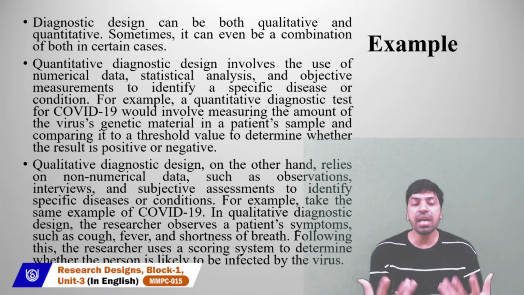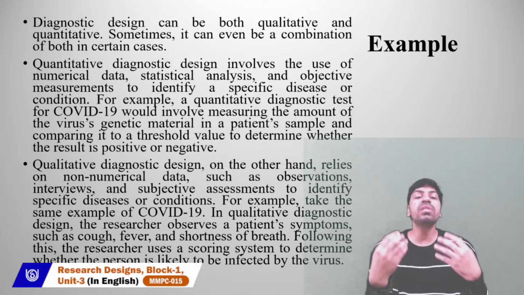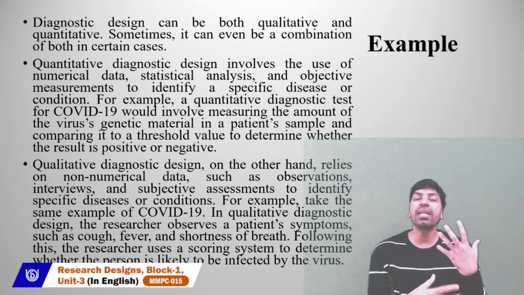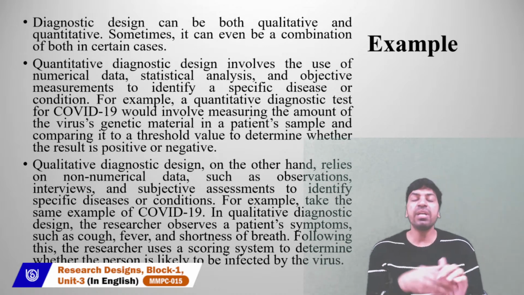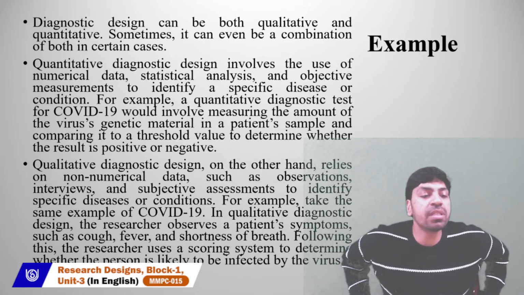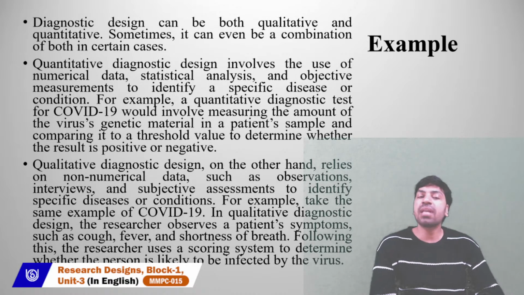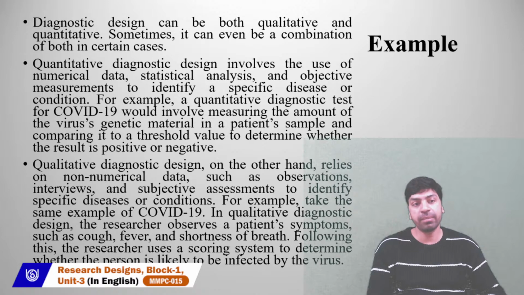Any of the studies conducted through a scoring system, where scores are given to the symptoms of COVID-19, is actually called the qualitative diagnostic design, which is hard for determining whether the person is likely to be infected by the virus or not. So it could be examined through the patient's symptoms of COVID-19. This is how the diagnostic design has to be followed if any new disease occurs in the country.